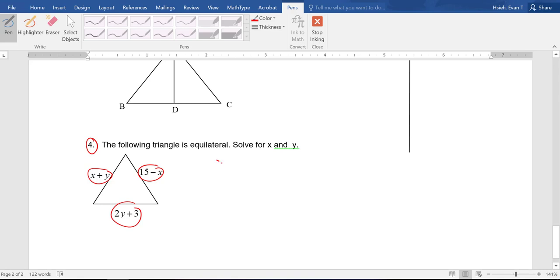So I'm just going to do like x plus y equals 15 minus x, and like 2y plus 3 equals x plus y. And I'm going to solve that system. So when I do solve this system, hopefully you remember how to solve a system from earlier in the book and from last year. You should get x is 6 and y is 3. Go ahead and try that to get that. You should, as a little refresher, hopefully be able to do that.